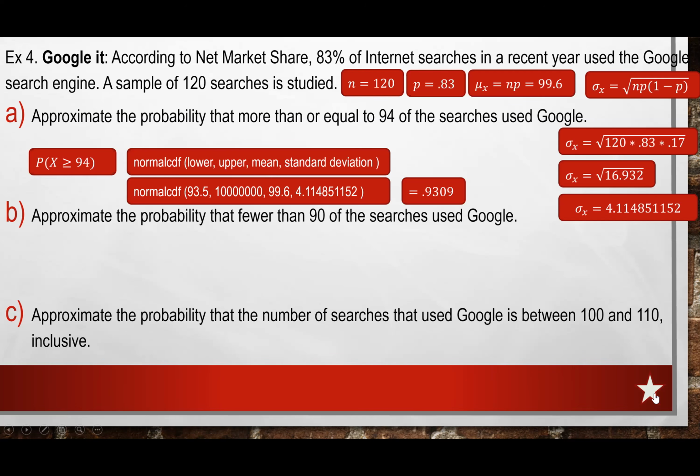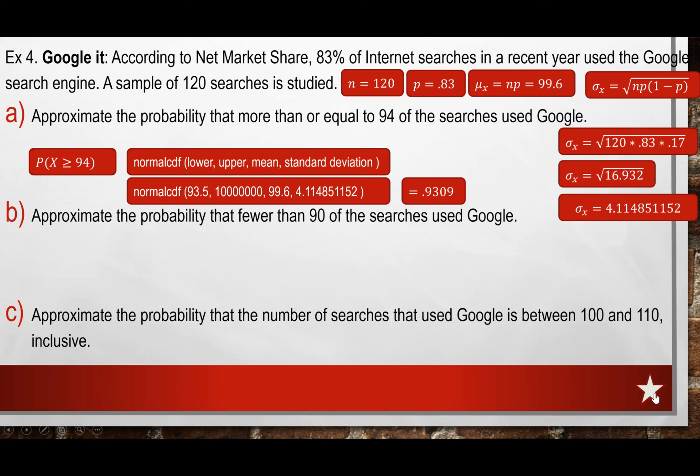This is the approximation of 0.9308 of the people using Google, of the 120 that we have using Google to search whatever they need to search. Okay. And again, let's do one more, and then I will pause and ask you guys if you have questions.